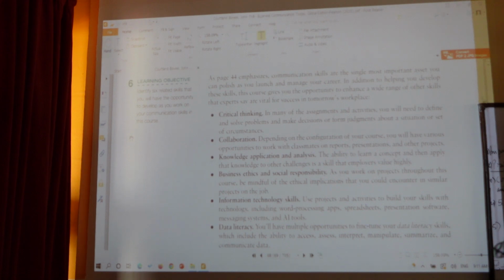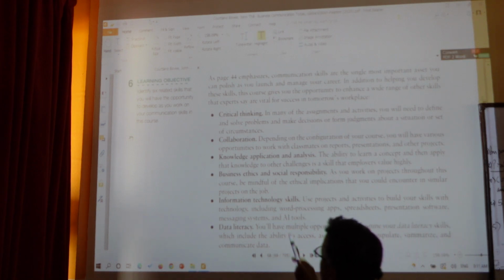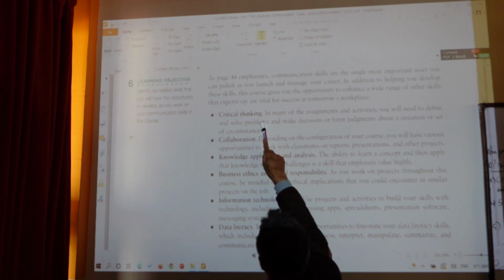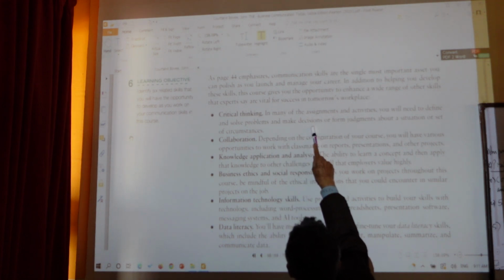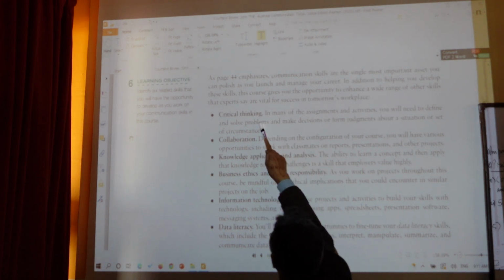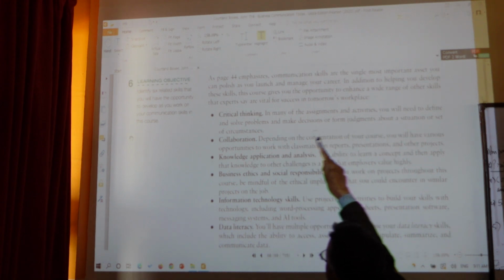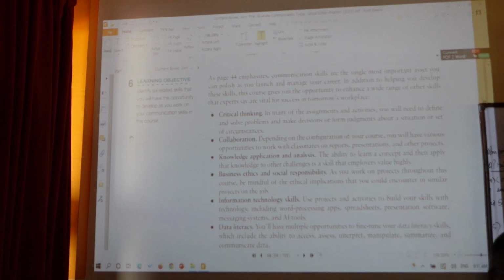Okay, so critical thinking, as we read, is about solving problems, right? Critical thinking is about making decisions, right? Critical thinking is about forming judgments about a situation, right? And understanding. For example, look, today he said, I'm not prepared. I encouraged him. Now he is ready. He came. I said, I'll help you.